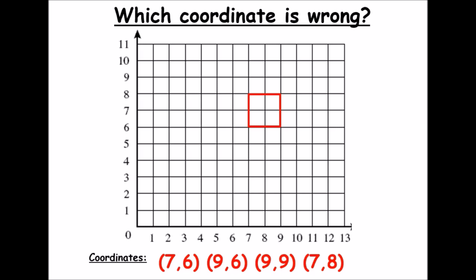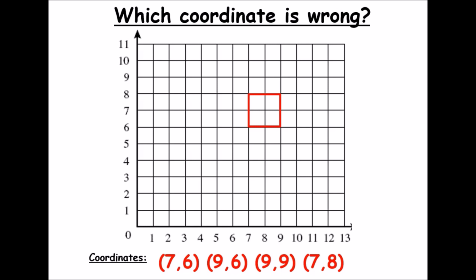So let's look at 7, 6. I'm going to go across here, 7 and 6 up. That one is definitely one of our coordinates. Let's look at 9, 6. 9 across and 6 up. Yep, that's one of our coordinates too. Let's have a look at 9, 9. 9 across, 9 up. Oh dear, that coordinate is not one of the vertices of our square. Therefore, that is the incorrect coordinate.